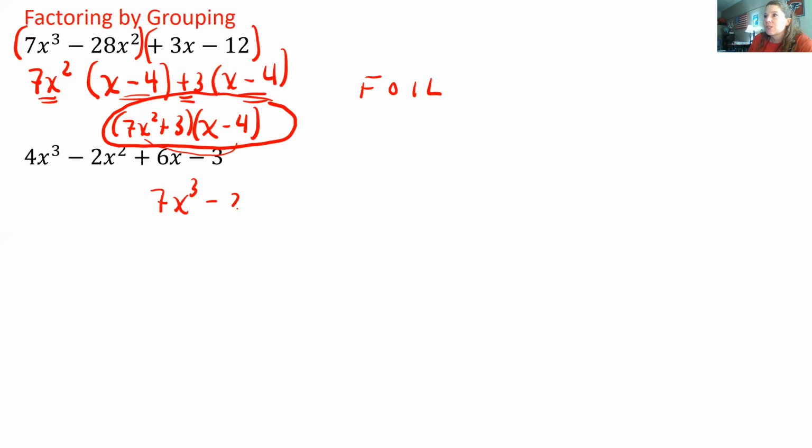That would be minus 28x squared. These two would be plus 3x. And then the last two, 3 times negative 4 is negative 12. So take a look at what we started with. Do you notice these match exactly, which means that this is the correct answer. Double check those parentheses, make sure those parentheses don't have any common factors, and we're good.